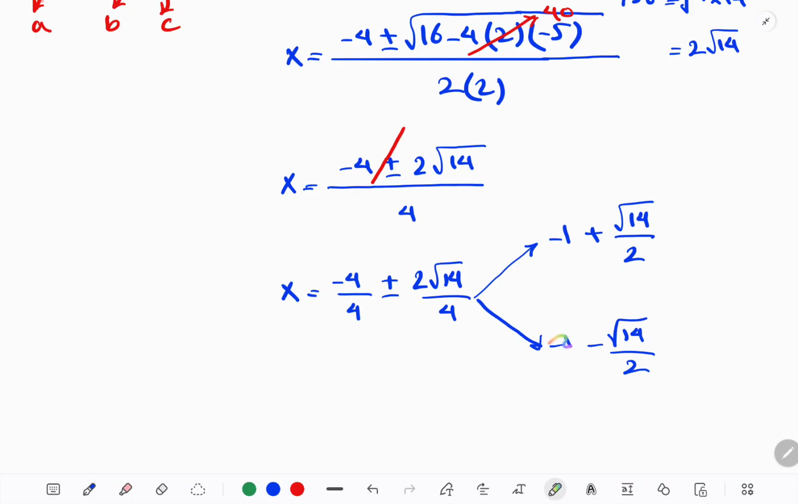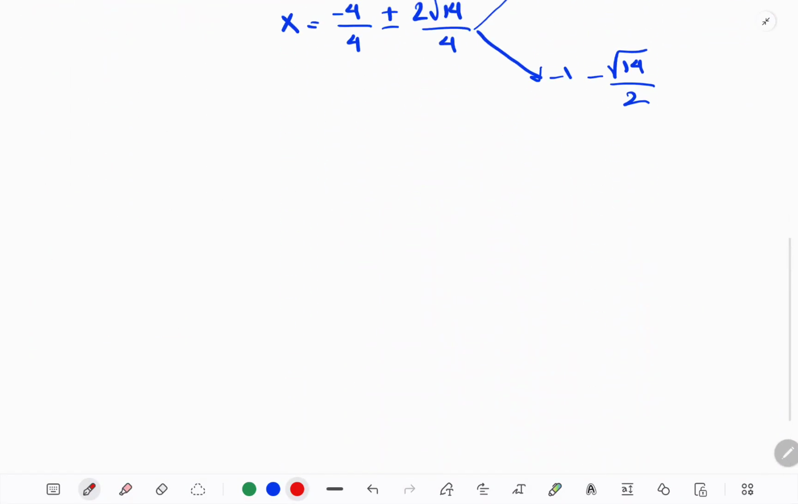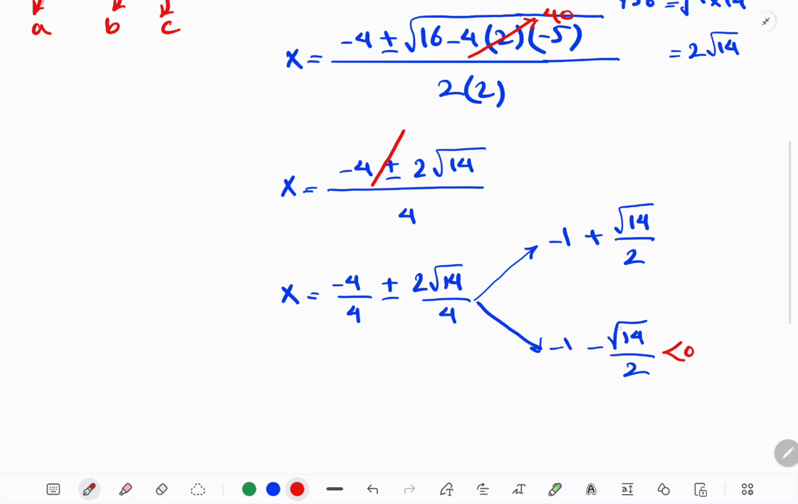Okay, this one, a negative number plus a negative number, has a negative value, and for finding the answer of x, we are looking for a positive number because x cannot accept a negative value. So because this one is a negative number, this is not accepted. Root 14 is around 3 and something, over 2 is 1 and something, minus 1 is positive something. So this number is positive because it has a positive value. So our answer is negative 1 plus root 14 over 2, which is accepted.